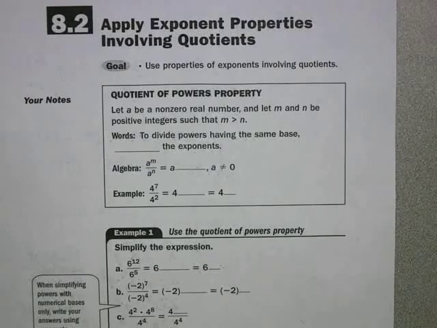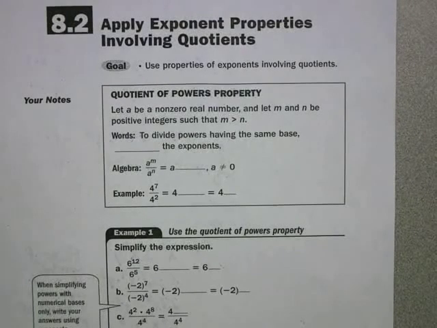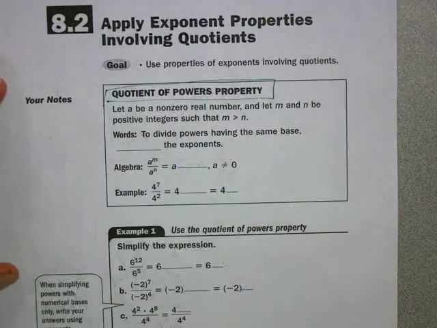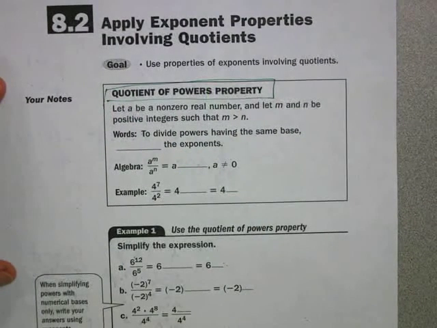Okay, this is 8.2. We're going to be dealing with quotients now. So remember, what key operation has quotient with it? Division. So we haven't done anything with division. This is a little different. So what we're going to be doing here in words for the quotient of powers property, you might want to continue with your different colors.